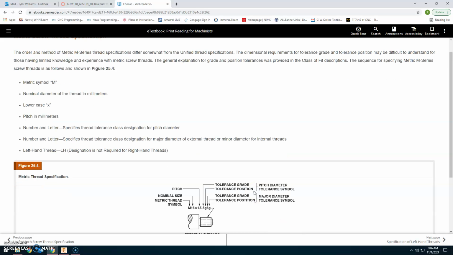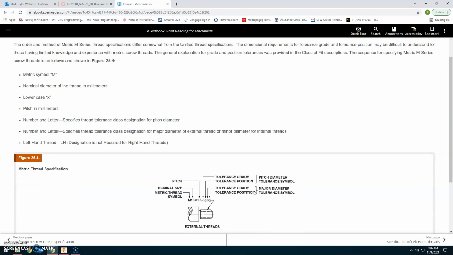So, metric screw thread specification. The order and method of the metric M-series thread specifications differ somewhat from the unified thread specifications. The dimension requirements and tolerance grade and tolerance position may be difficult to understand for those having limited knowledge and experience with metric screw threads. The general explanation for the grade and position tolerance was provided in the class of fit descriptions. The sequence for specifying metric M-series screw threads is as follows.